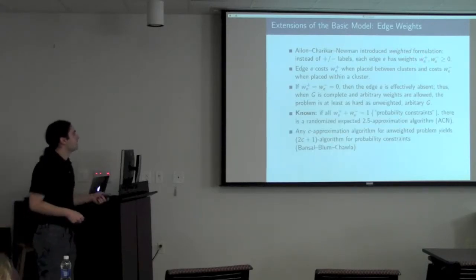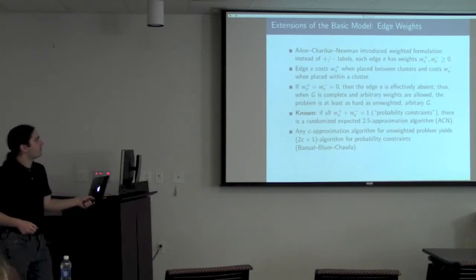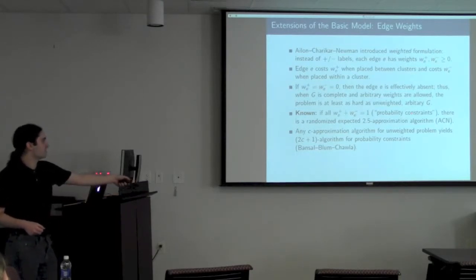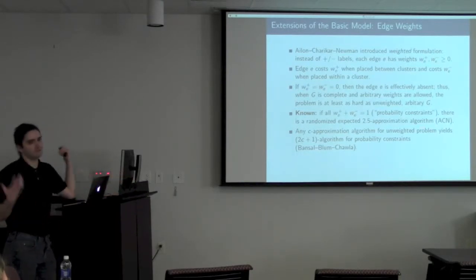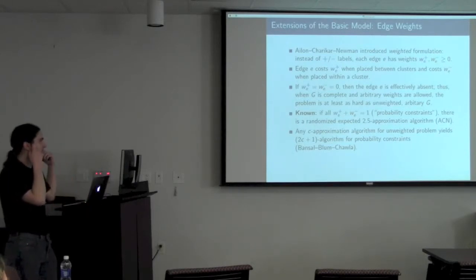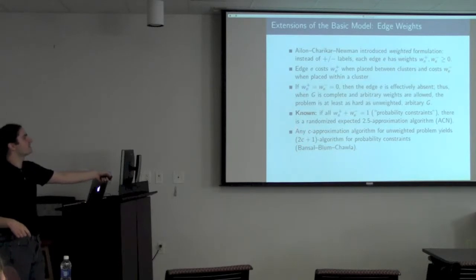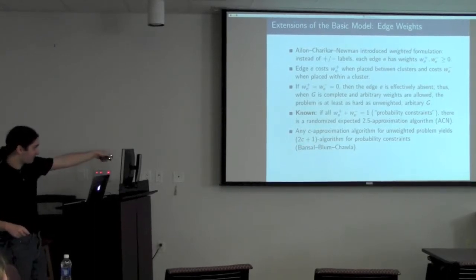On the other hand, it's known that if the sum of the weights is always 1 for each edge, then this 2.5 approximation algorithm of Ailon, Charikar, and Newman goes through and does the job for you. And in fact, there's this nice result that if you have a C approximation algorithm for the unweighted problem, you can transform it and get a 2C plus 1 algorithm under the probability constraints.